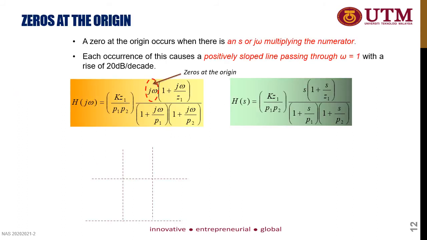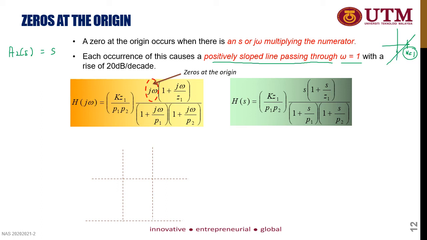Next, when you have zeros at origin. Remember, when you have H(s) equal to s, with s outside the bracket in the numerator, it is zeros at origin. Here s is also known as j omega, so you plot it as zeros at origin. Remember, the origin in a Bode plot is when omega equals 1, so you have a positive slope passing through omega equal to 1. What is a positive slope? It is something like this, and it must cross at omega equal to 1, with a 20 dB per decade increment.